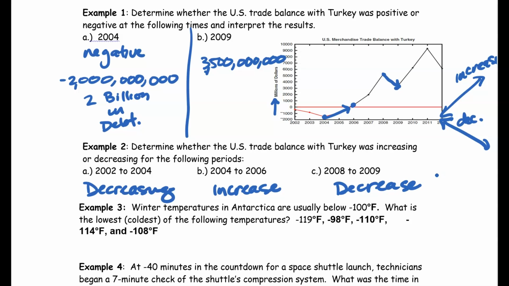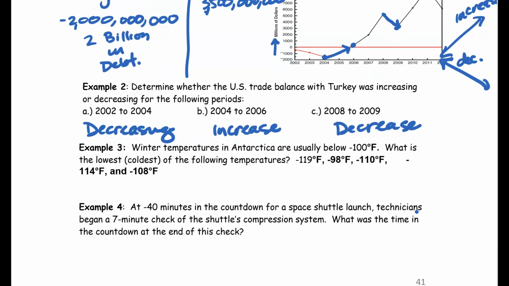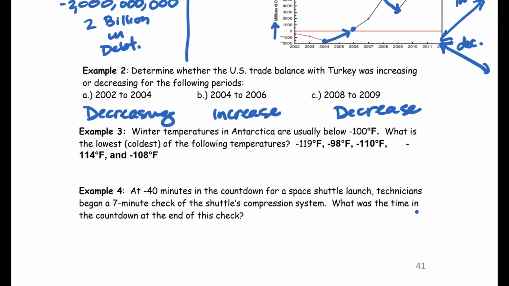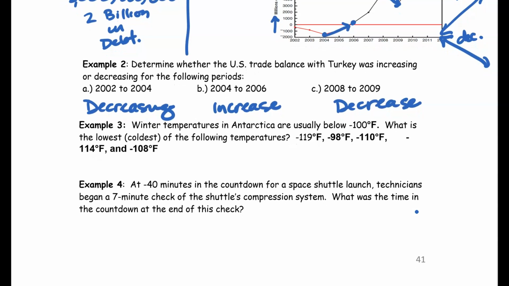All right, so let's go to example 3. Winter temperatures in Antarctica are usually below -100 degrees Fahrenheit. What is the lowest, coldest of the following temperatures? And we've got some choices there. So just remember, you can always think of a number line.